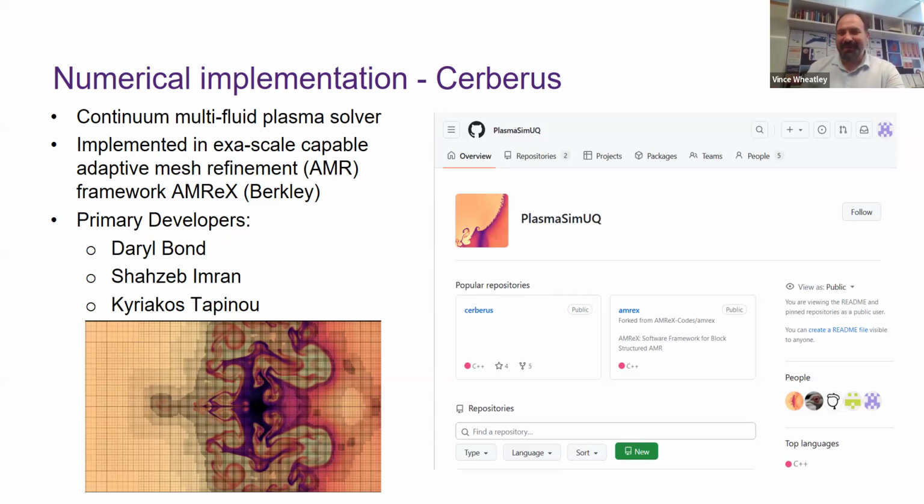So these equations are implemented in a code named Cerberus, which is a multi-headed dog that guards the gates of Hades, representing a multi-fluid plasma, which can be a beast. And this code is hosted on GitHub. We don't have great user support. It's hosted on GitHub in the interest of having reproducibility of our results, should anyone want to cross-check them. The solver is implemented in the Adaptive Mesh Refinement framework AMReX from Berkeley, and the primary developers were Daryl Bond, Shazeb Imran, and Kyriakos Tapinos.